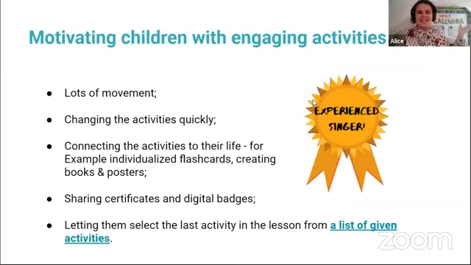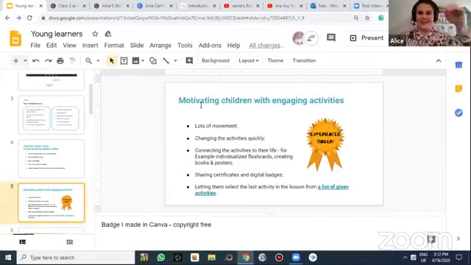Great. Okay. To start off, motivating children with engaging activities. What is engaging to adults may not be engaging to children, and vice versa. So, as we said, lots of movement. Even when you talk, you have to move a lot. You have to smile and change your facial expressions a lot. So movement in your body and changing your facial expressions, right? Also, as we said, changing the activities quickly. And the most important part that actually works for me when I have issues with motivation is connecting the activities with their life. I'm going to show you some examples, and I'm going to exit this presentation.